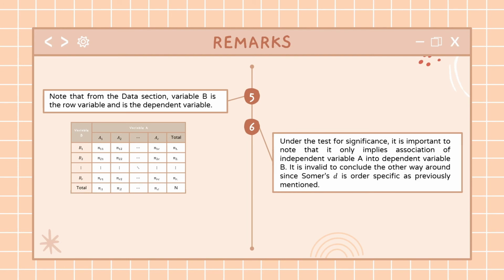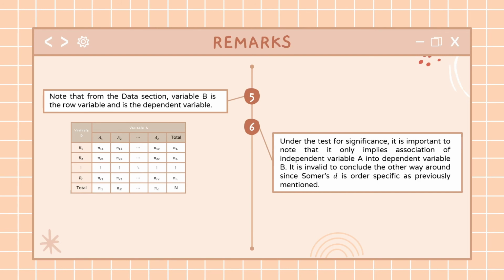And under the test for significance, remark number 6: it is important to note that it only implies association of independent variable A into dependent variable B. It is invalid to conclude the other way around since Somers' D is order specific as previously mentioned. So kanina, sinasabi nga natin na i-bias si DBA sa DAB.